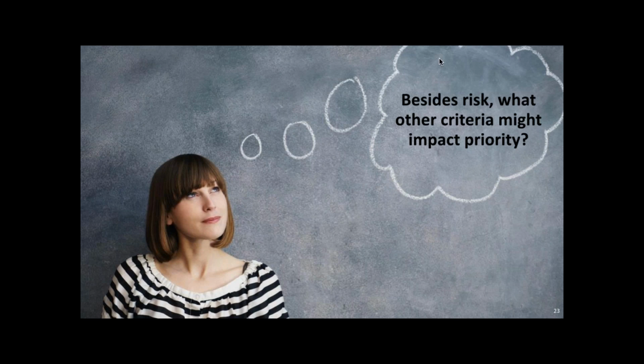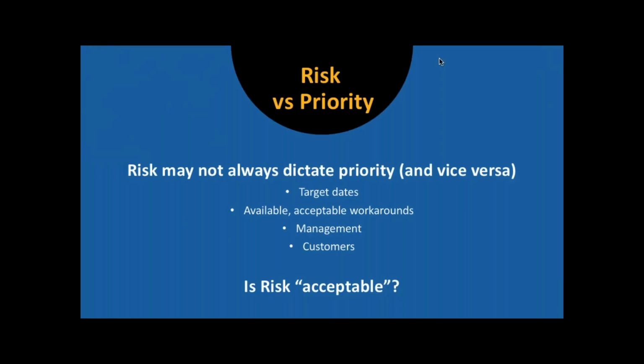You'd also want to think about, besides risk, what other criteria might impact priority. Because when you think about risk versus priority, well, they're not always one and the same. Sometimes you've got to think about target dates that will impact the decision. You might ask yourself, are there any available, acceptable workarounds? And how easy are they to implement? What about management? What about customers?